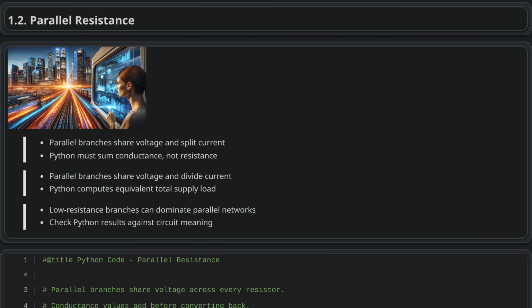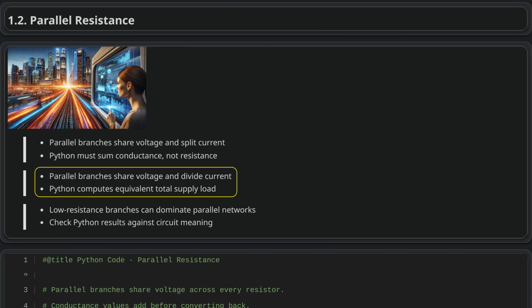Parallel resistance. In a parallel circuit, resistors share the same voltage while the total current divides among different paths. Adding another parallel branch gives current more ways to flow, so the equivalent resistance becomes lower than the smallest individual resistor. When calculating this in Python, think in terms of how each branch increases total conductance, rather than adding resistances directly as in a series circuit.